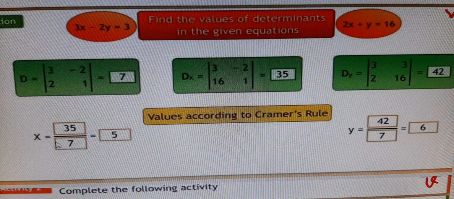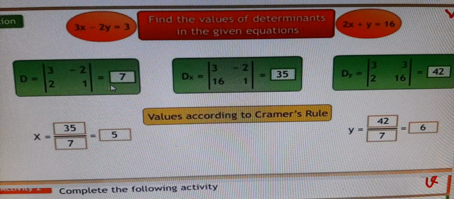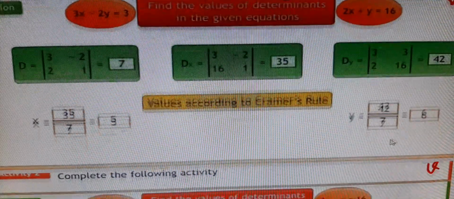Now here follow Cramer's rule. x is equal to dx 35 upon d 7. 35 upon 7 is equal to 5. y is equal to dy 42 upon d 7. 42 upon 7 is equal to 6.